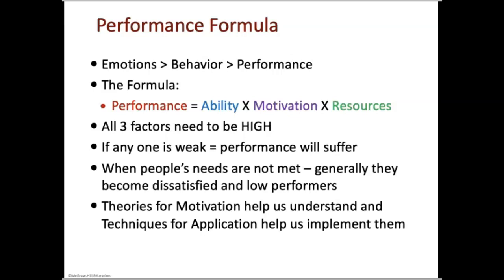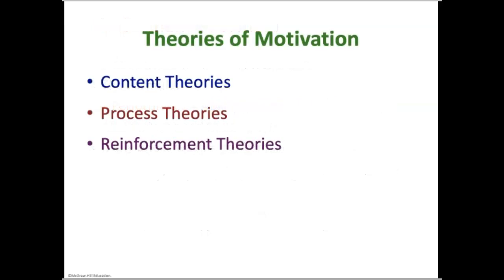Performance formula. So emotions, behavior to performance. The formula: performance is equal to ability times motivation times resources. All 3 factors need to be very high. If any one is weak, performance will suffer. When a person's needs are not met, generally they become dissatisfied and become low performers. There are theories for motivation that help us understand and techniques for application that help us implement them.